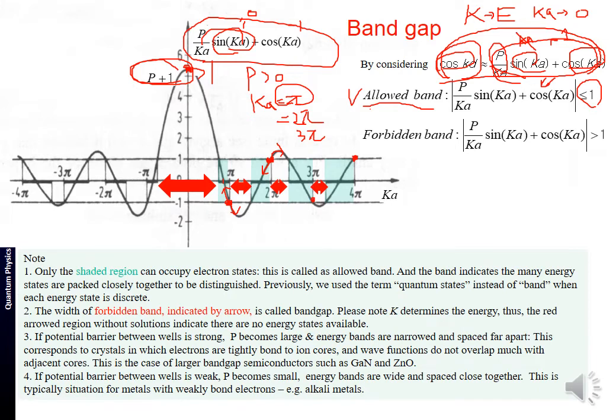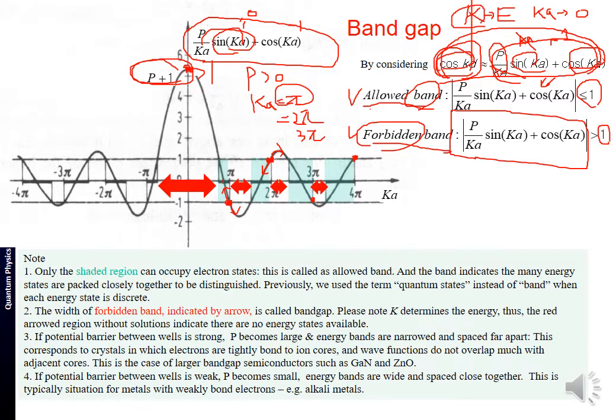There is not only one state, there are many energy states. That's why it is a band. I will explain it again. And in the case of forbidden, the value on the right hand side is larger than 1, then cosine Kd cannot satisfy this equation anymore. So there is no solution. So there is no K value, so no energy value. So it is forbidden. There is no energy state existing. No energy state.